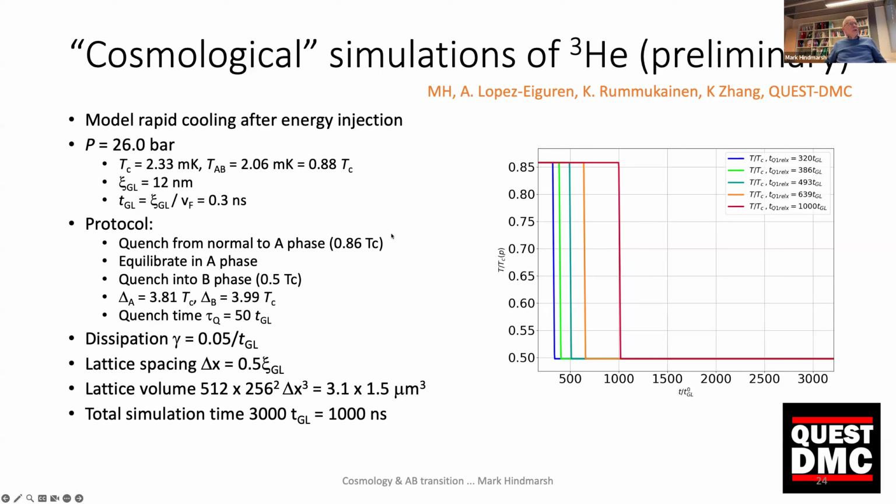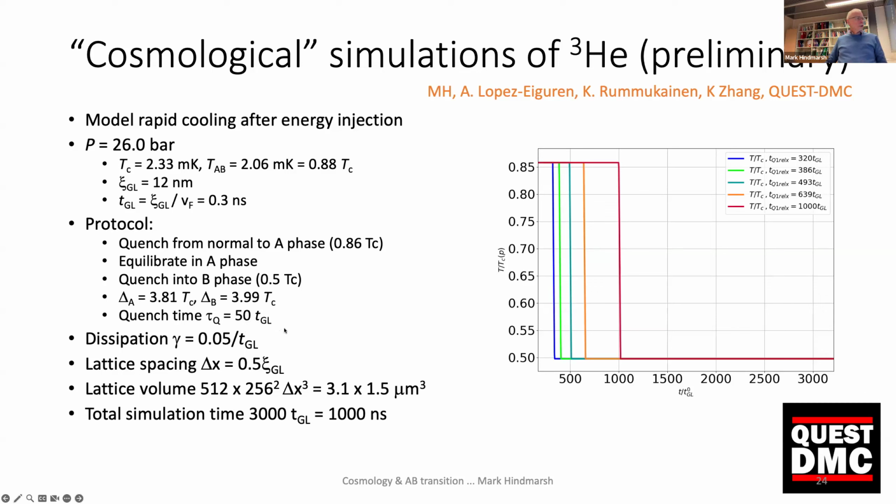So let's see what happens when we make some A phase that we might get by quenching through the normal phase, and we allow it to equilibrate a bit, because the quench might be rather slow. Then we quench into the B phase at a lower temperature, at a rate which is about 50 times the Ginzburg-Landau time scale. This time scale is sort of the dynamical time scale of oscillations of the order parameter. So this is fast, but not too fast that we're outside the domain of validity of the theory.